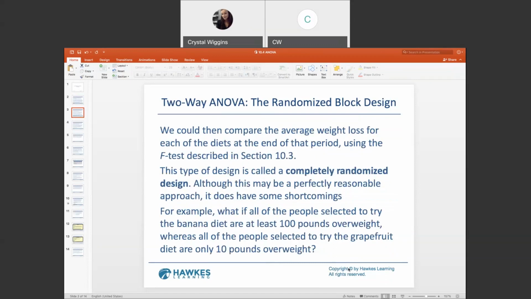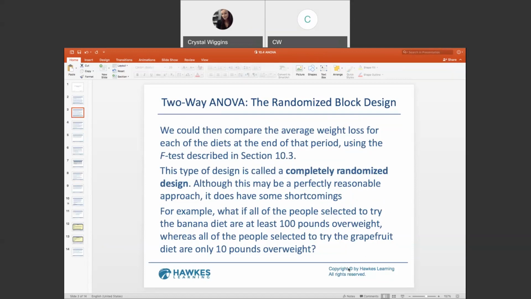We could then compare the average weight loss for each of the diets at the end of that period using the F test that we used and described in section 10.3. This type of design is called a completely randomized design. Although this may be a perfectly reasonable approach, it does have shortcomings. Essentially, if we just randomly selected 3 out of the 9 people to do the banana diet, 3 out of the 9 to do the cabbage, and 3 out of the 9 to do the grapefruit, that would be a one-way ANOVA. We would just be comparing the 3 groups.